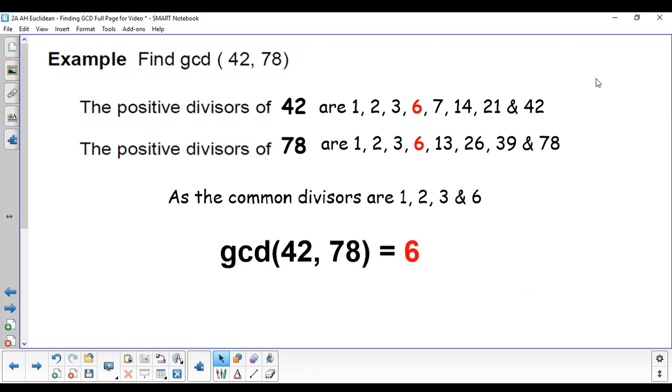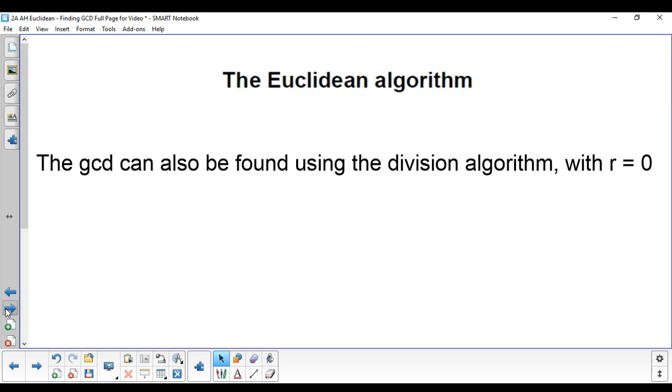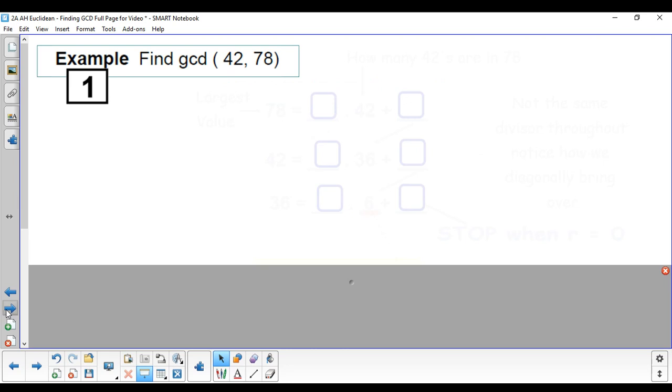Now we can see we could figure out every single multiple and see which one goes into them both, but obviously with bigger numbers, that's not practical. So it doesn't make sense to write every factor out. It's not very efficient, and the steps involved in the Euclidean algorithm help us make it far more efficient. So the greatest common divisor, GCD, can also be found using the division algorithm with a remainder of 0, and that's what you're going to explore in this part.